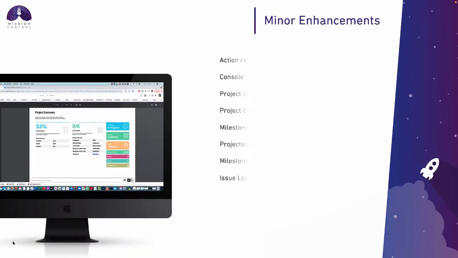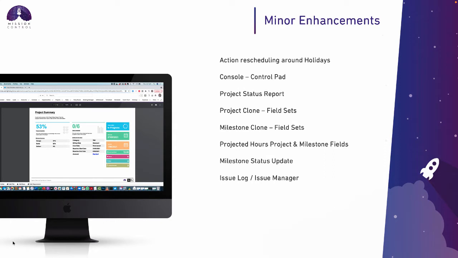And then some minor enhancements. We have introduced a feature that you can toggle on or off on the control pad of the console, as to whether, when a holiday is created, you can now automatically reschedule actions. So for example, if I have a 3-day action from Monday, Tuesday, Wednesday, and then I put a PTO request in for Tuesday, that action would automatically be rescheduled out to cover that non-working day, so it would run through to Thursday.